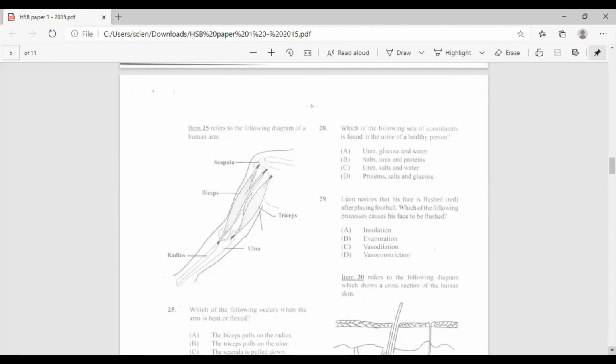So 29. Liam notices that his face is flushed red after playing football. Which of the following causes his face to be flushed? So we have A, insulation, B, evaporation, C, vasodilation, D, vasoconstriction. The answer is C, vasodilation.